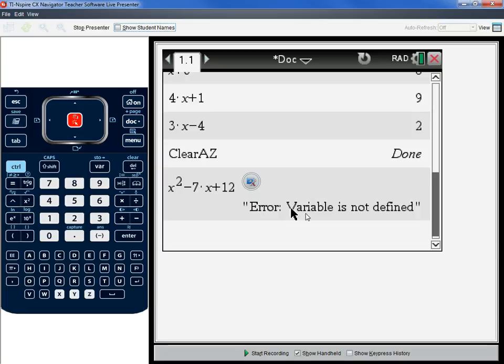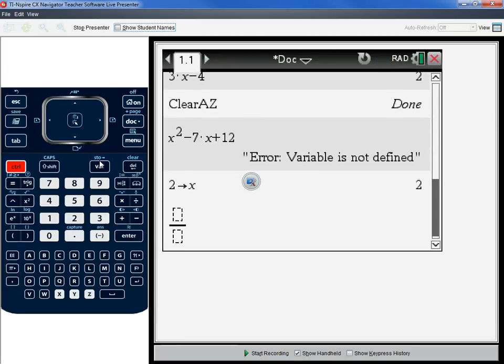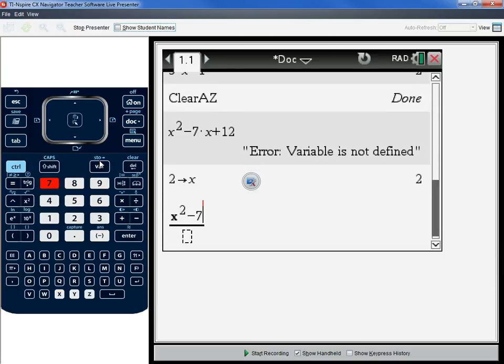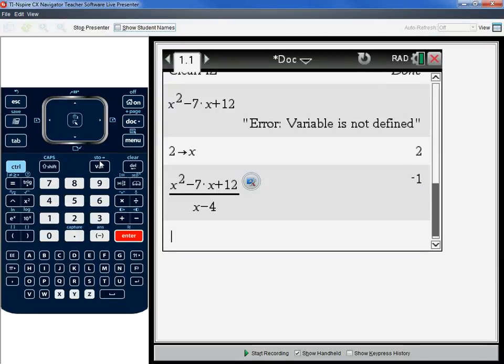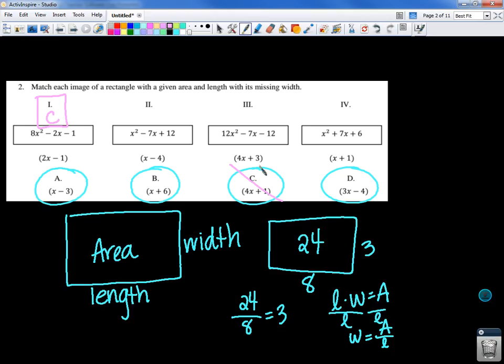So I'm going to take 2 and store as. You guys noticed over here I hit control first and then this variable button. So I'm going to store 2 as x. Now when I type in, I'm going to do my area divided by my length. So the area of number 2 is x squared minus 7x plus 12 divided by the length of x minus 4 gives me a width that has a value of negative 1. So I'm going to test the answer choices again. x minus 3 equals negative 1. So it's my first answer choice. So number 2 was A.